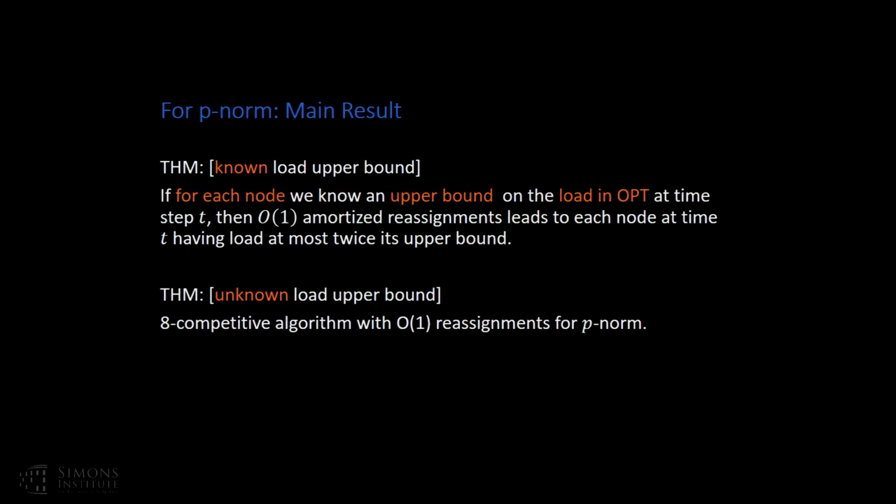So we wanted to do the same thing for the p-norm, and we said, all right, let's try to figure out what happens if we don't know a load. We need to be a little bit careful what we mean here by a load upper bound. For each node, if we somehow know an upper bound on the load in the optimal solution for that specific node, then for each node we have a different bound, as opposed to the infinite norm case where we have the same bound for everything. Then we can still obtain a solution where the load on each node is at most twice its upper bound. It's the same idea as in the infinite norm, just instead of having one bound for everything, we have different bounds for different nodes.